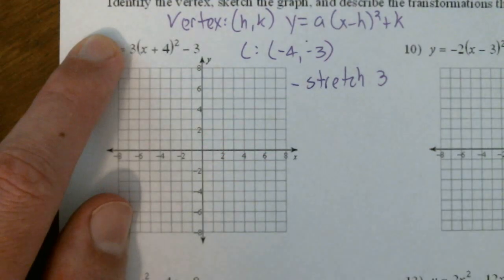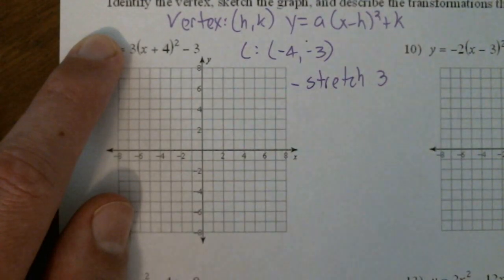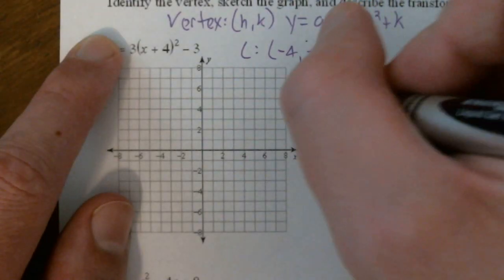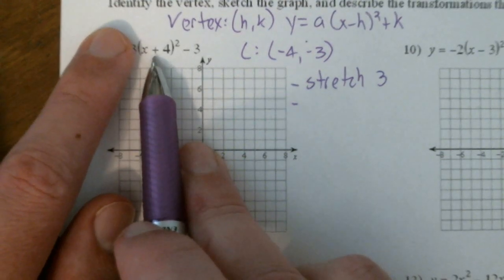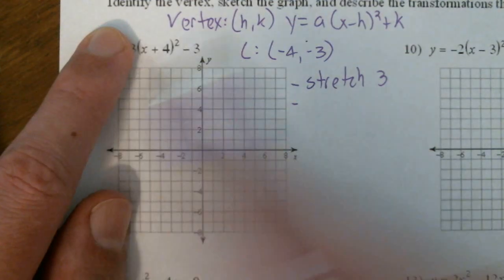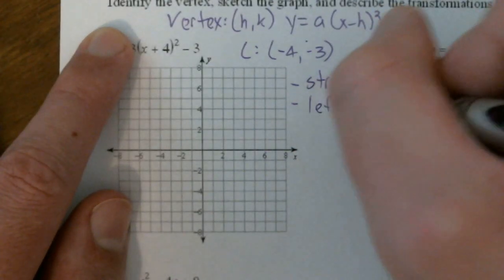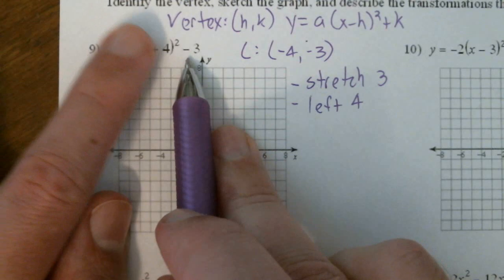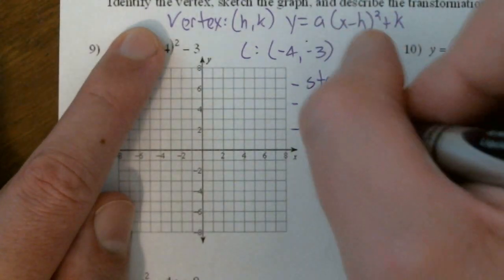I'm going to say stretch of 3. Don't just say stretch. Say stretch by 3 or stretch of 3. Next thing is I got a horizontal shift. Remember, it's backwards. So you're thinking 4 to the right, but it's actually 4 to the left. So we're shifting left 4. And that's a -3. That's a vertical shift, so that's going to be down 3.